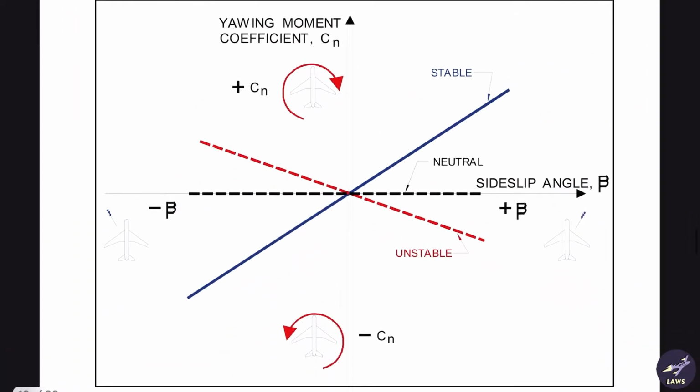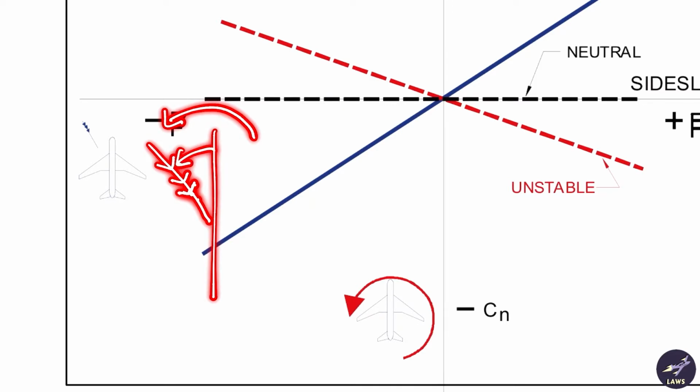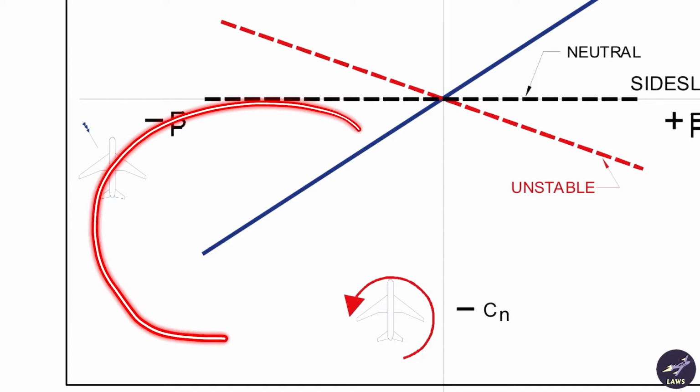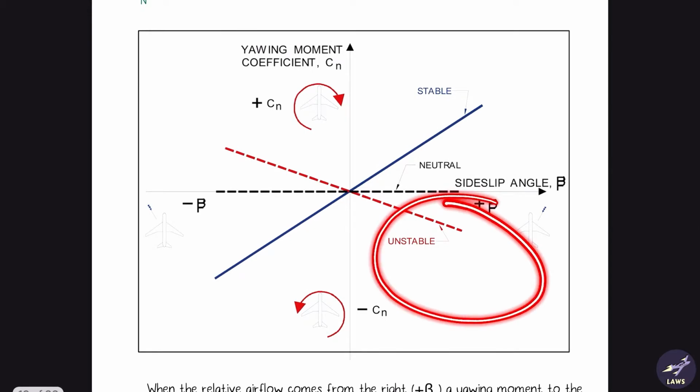If we see the third example, we have a negative side slip. Again this is the longitudinal axis, the aircraft is moving towards the left, and we have relative airflow coming from the left. We want to move towards the left to be in equilibrium, and that is the case here. We have negative Cn, that is, the aircraft is moving towards the left. Hence, we have directional stability in this case. The fourth one, you can try out for yourself.